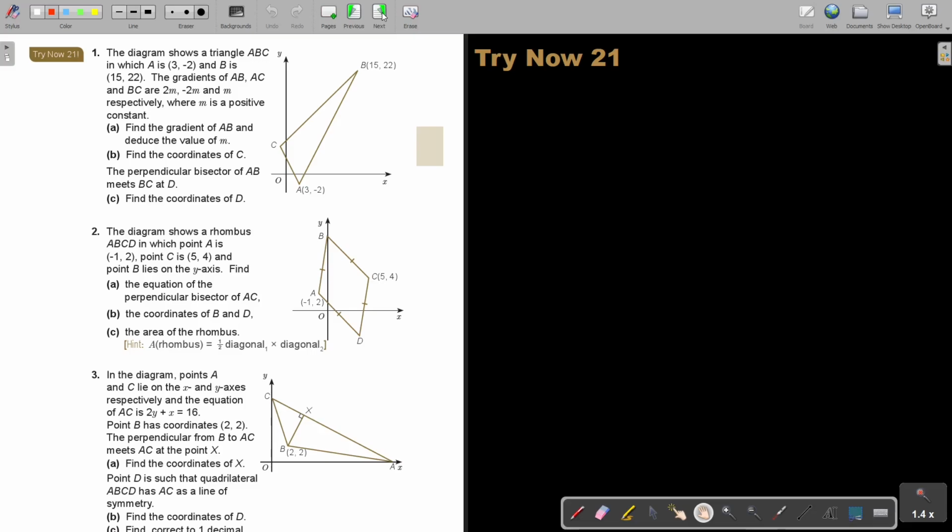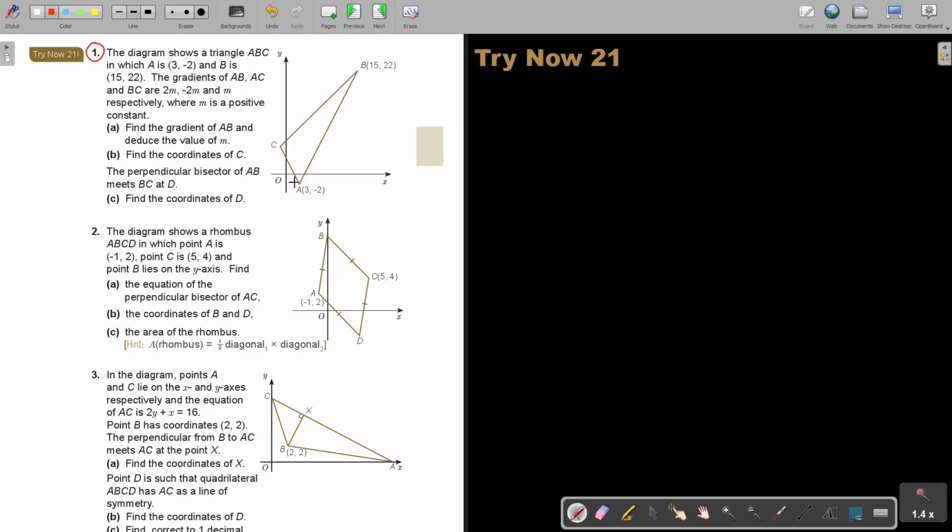So in the example, I'm going to do Try Now 21. I think we're just going to do 1. So I want you to stop the video and do Try Now 21. Again, you can continue the video as soon as you are finished.